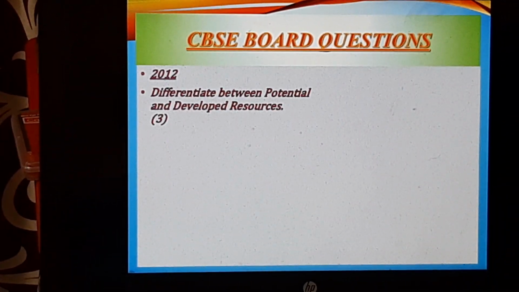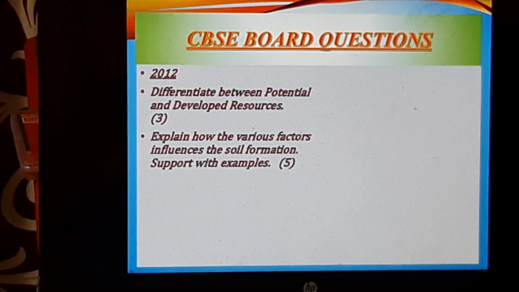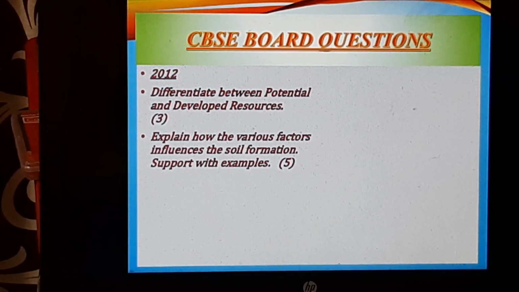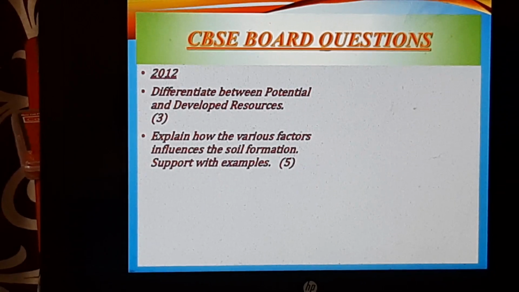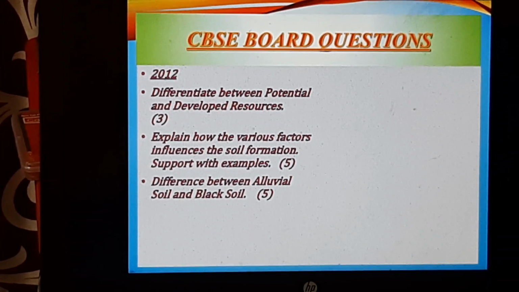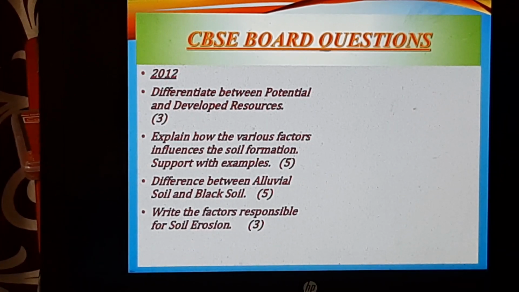2012, differentiate between potential and developed resources. Next, explain how the various factors influence soil formation. Support with example, that is the parent rock, climate, organism, relief, bedrock, time. You have to support it by example. Difference between black soil and alluvial soil. All these are 5-mark questions.